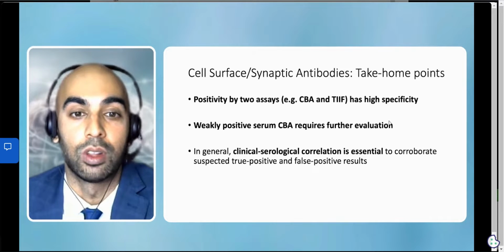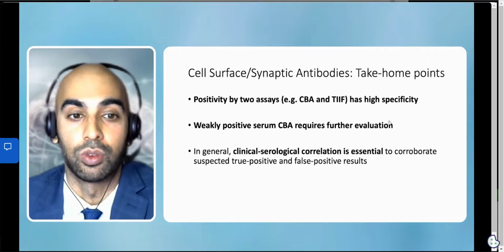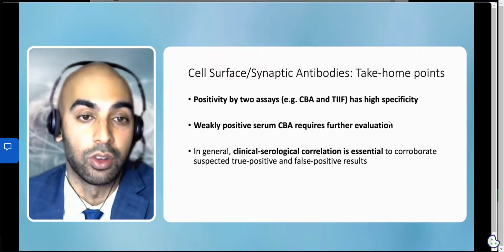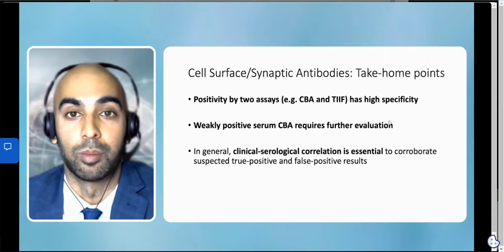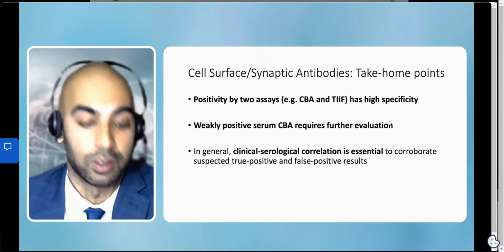And in general, clinical serological correlation is essential to corroborate suspected true positive and false positive results, because you can use the clinical phenotype to help inform the likelihood of a relevant result by determining whether a patient has a presentation that fits with that antibody or not.